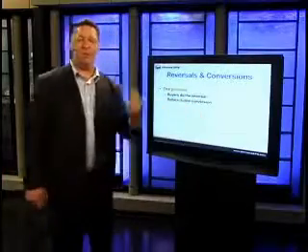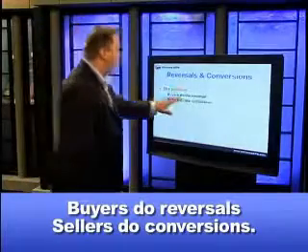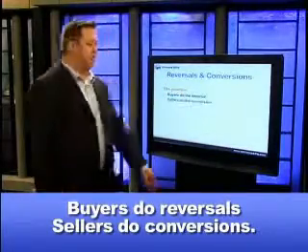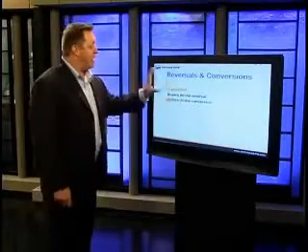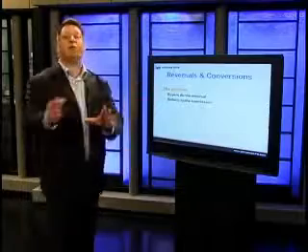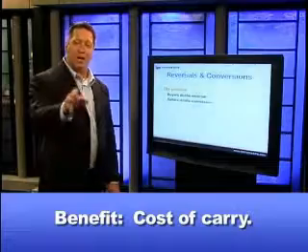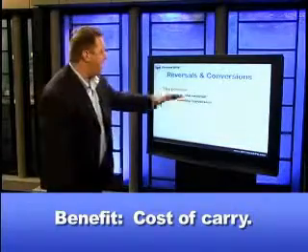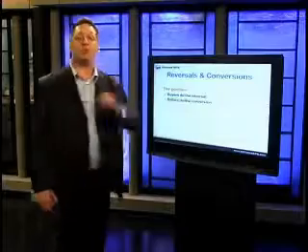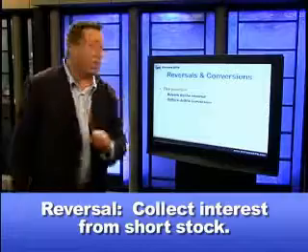Now, when we look at the position exactly, we're looking at buyers doing the reversal. When we look at the actual reverse conversion, the actual trade, buyers do the reversal, sellers do the conversion. The reason is the value of the reversal, the value of the conversion, being that they're an arbitrage, is simply the cost of carry for the month. One of these positions has someone who's short stock. The reversal, remember the construction, it has short stock.